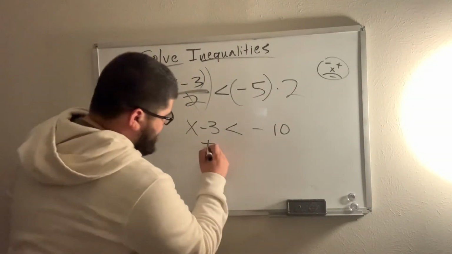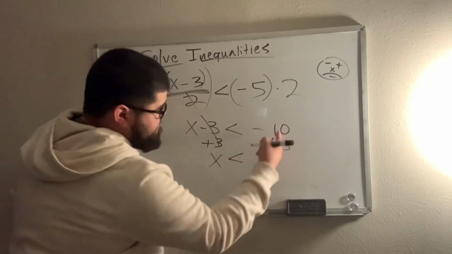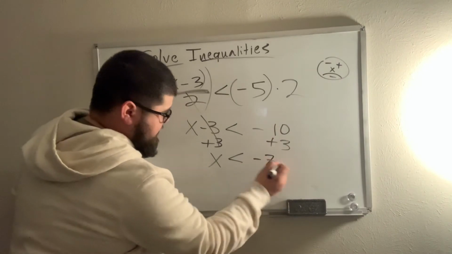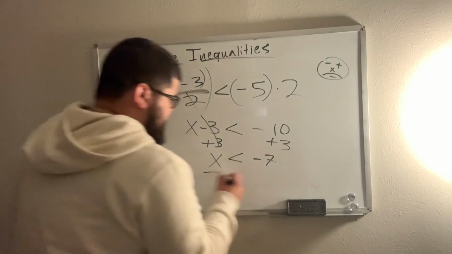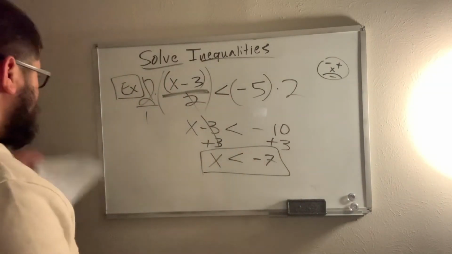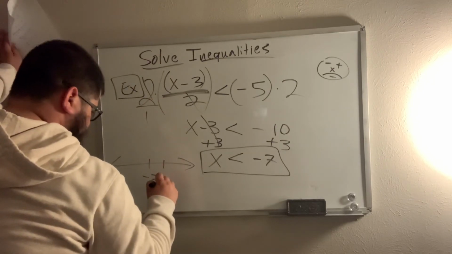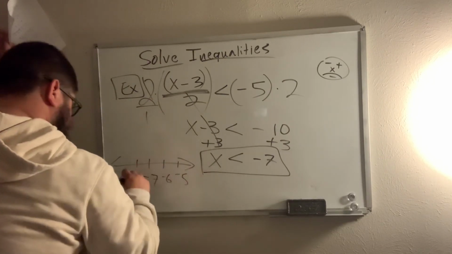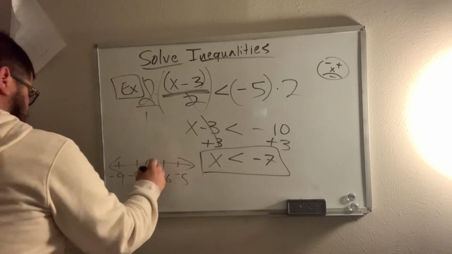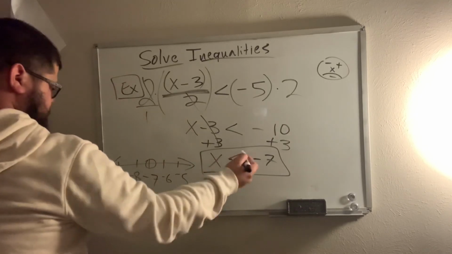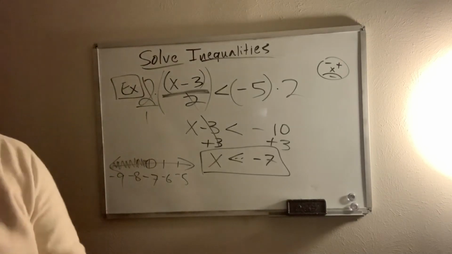Okay, we're going to go ahead and add 3. Add 3. Cancels. X less than negative 10 plus 3, we get negative 7. We didn't change the symbol because we just added. We didn't multiply or divide anything, right? And so we get this as our inequality. We're going to go ahead and draw this on a number line. Negative 7, negative 6, negative 5, negative 8 to the left, and negative 9. Open circle. Shade this way. There it is.